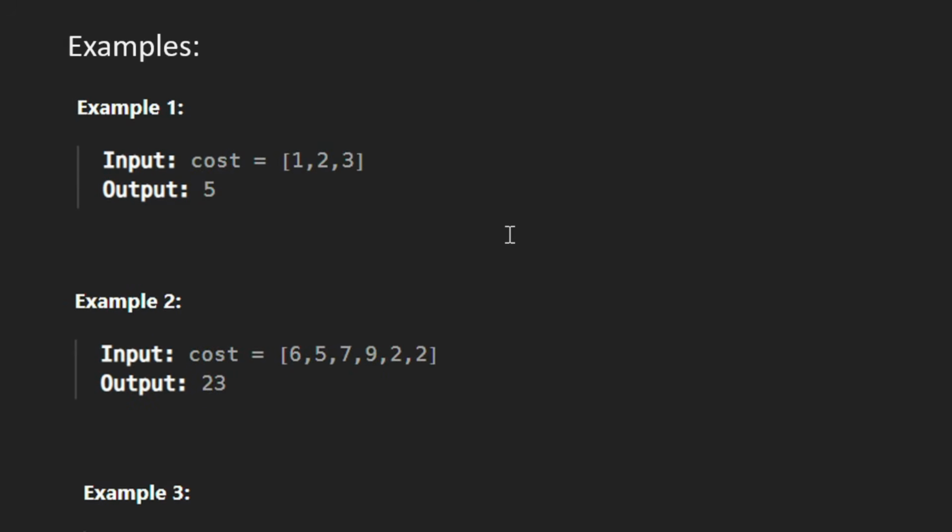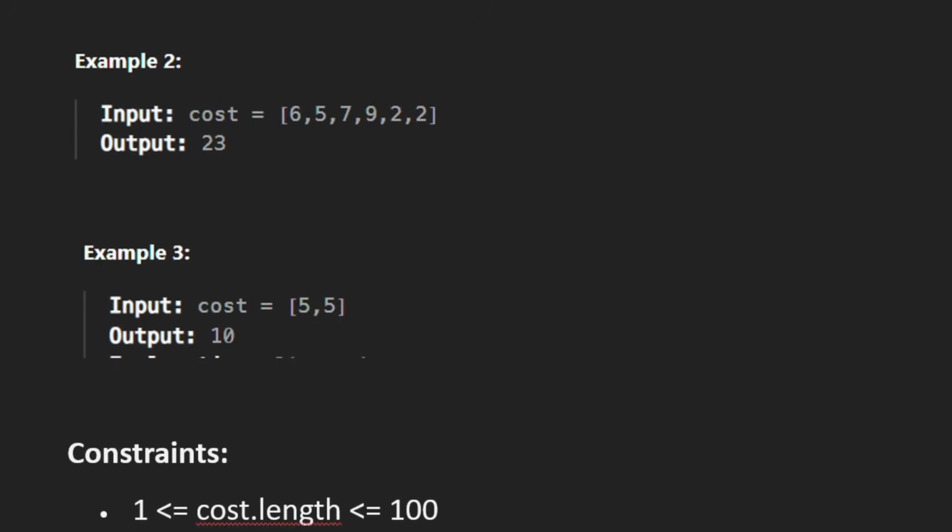In the first example, in the shop we have candies of cost 1, 2 and 3. Suppose we buy these two candies, cost 2 and cost 3, then we can get this one free. So we can buy all the candies in just 5 rupees, right? So this is the first example.